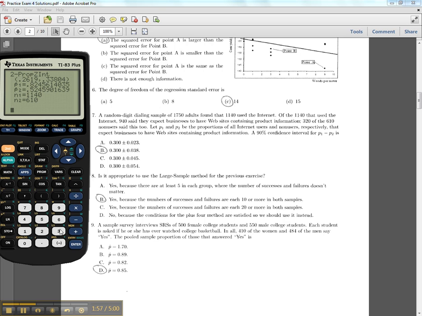So 0.3 plus 0.038. That should give us 0.338. And you know what? I have a feeling it will. Yep, 0.338. So that's why it's B.